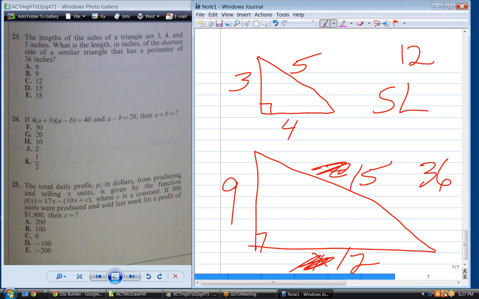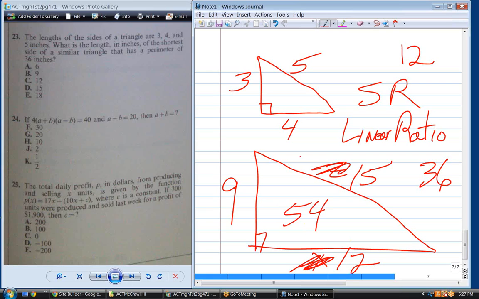Okay? The key thing is this ratio of linear. In other words, figuring out what is called the similarity ratio. It's really SR. I believe, have you been taught that it's called SR, the similarity? I've seen different words for it. To me, I call it the linear ratio as opposed to the area ratio. Notice the area of this bottom triangle is 54. The area of this top triangle is 6.